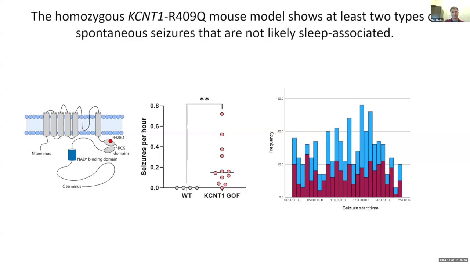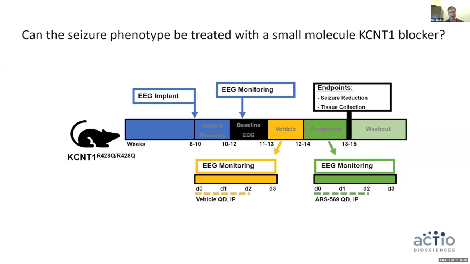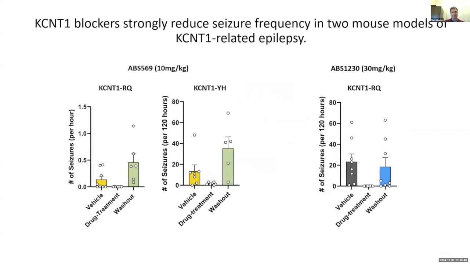Okay. So we were interested in knowing if we could treat these animals with a small molecule to stop the seizures. We collaborated with Actio, which is in San Diego, which has done a lot of work in drug discovery, and generated a series of compounds that block the channel with high potency and high selectivity. As you can see here, this is the general workflow of what we did to test whether these compounds would reduce seizure frequency in both of these models.